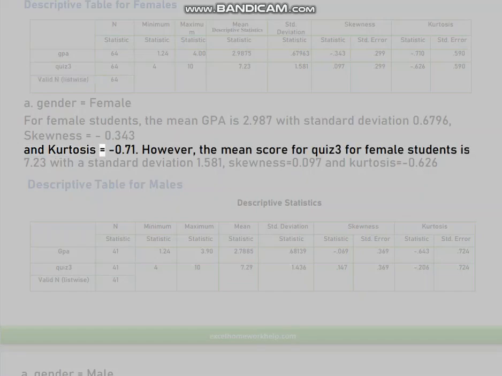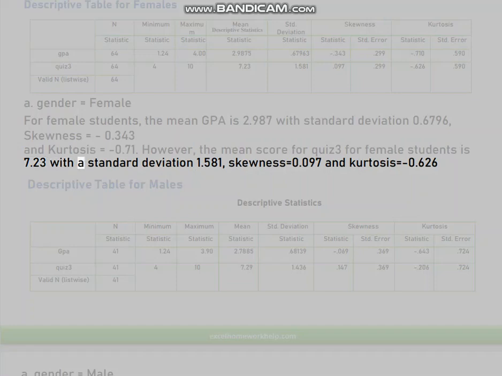And kurtosis equals -0.71. However, the mean score for Quiz 3 for female students is 7.23 with a standard deviation of 1.581, skewness equals 0.097 and kurtosis equals -0.626. Descriptive table for males.